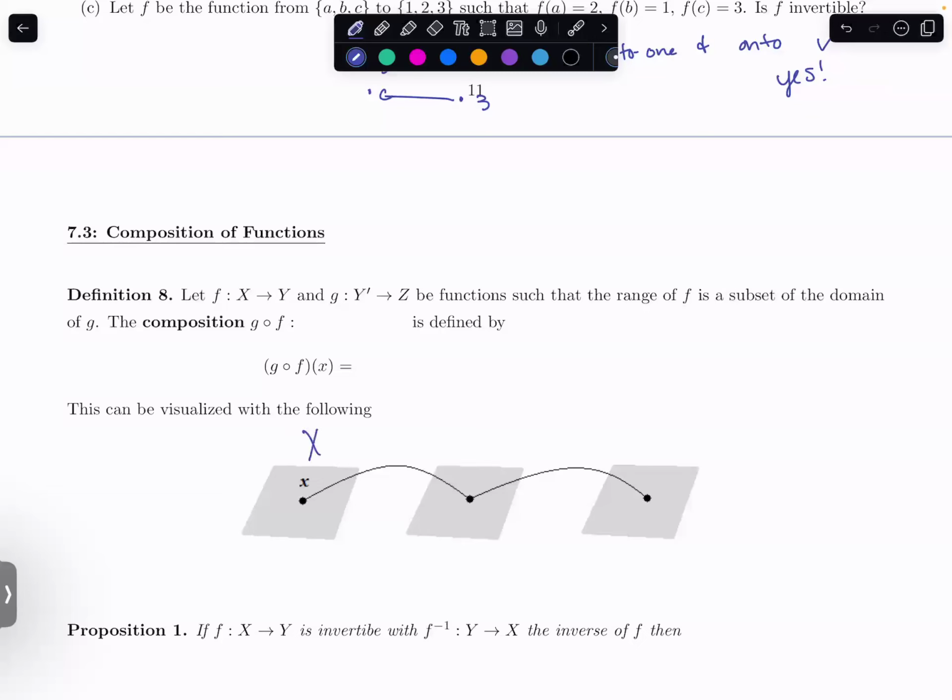So this is big X, this is big Z, and I think this is Y. The range of f is a subset of the domain of g. So this is Y prime, I guess, and then there's a Y in here. But the codomain is just Y, so we'll just go with this. And then Y prime is sitting inside of here, and that's the domain of g. Oh, I don't know how to make that closer there.